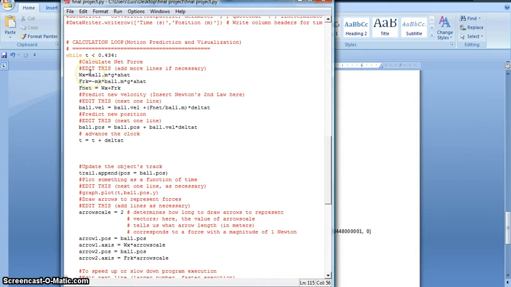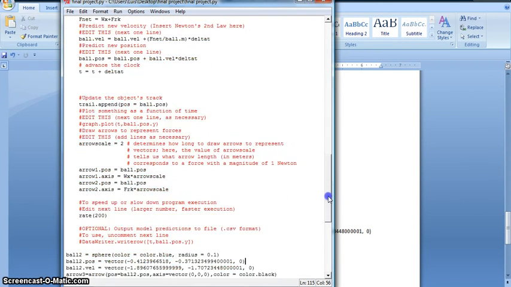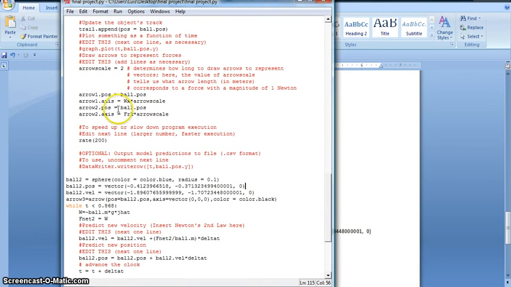Then here I defined the weight acting on the object. I defined the friction acting on the object. Then the net force, which is the sum of both forces. Then I use Newton's second law to update the velocity and the position of the object. Here I put the corresponding code to draw the arrows.